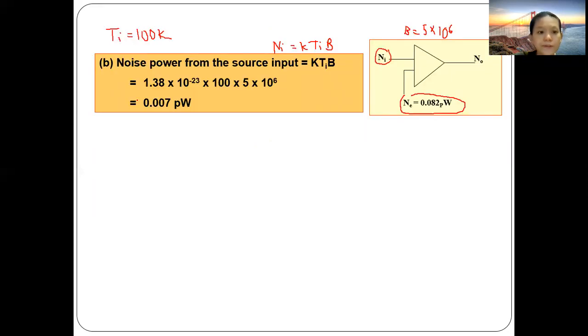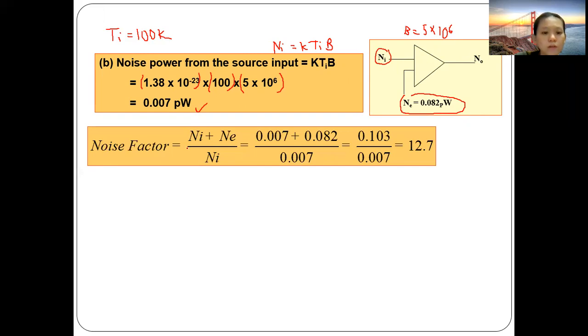Now we start to do it. First, K is 1.38 times 10 to the power of negative 23, our Boltzmann's constant, times our temperature 100 Kelvin, and times our bandwidth 5 times 10 to the power of 6. We have 0.007 picowatt. Done. Then we go to the next step, noise factor. NI plus NE divided by NI. So we have 0.007 plus 0.082 divided by 0.007. So we have 0.103 divided by 0.007 equal to 12.7. It's our noise factor, F.